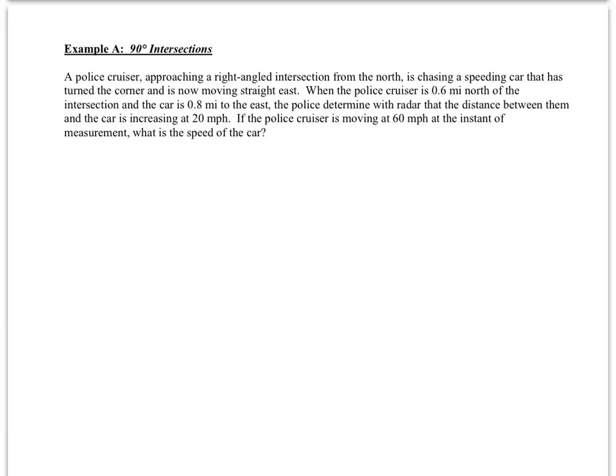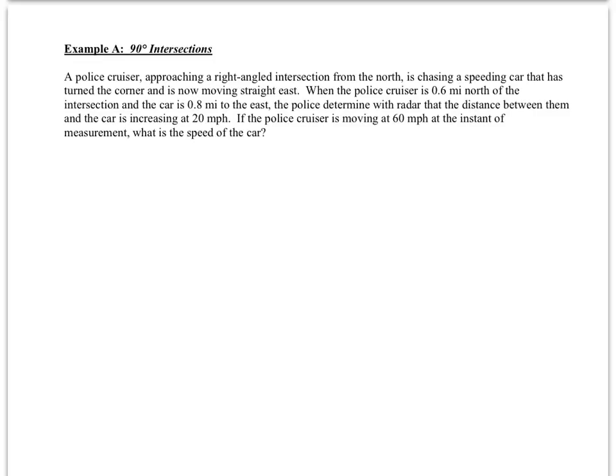The first example we're going to look at is example A, 90-degree intersections. Now, when you read this problem, you'll actually find out that there are 2 moving vehicles. One of them is a police cruiser moving south toward an intersection, and is chasing a speeding car that's moving to the east that has already turned the corner. Now, with 2 objects in motion in these directions, there's going to be a right triangle that gets formed as you try to measure the distance between these 2 vehicles. When you read this problem, there's a lot of information, a lot of numbers being thrown your way, a lot of miles per hour. So the key is this.